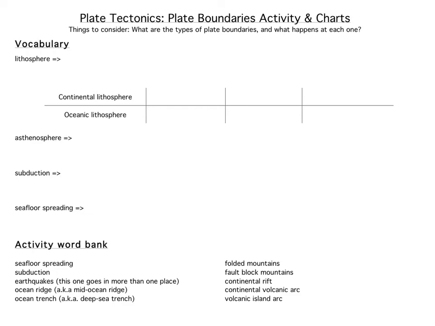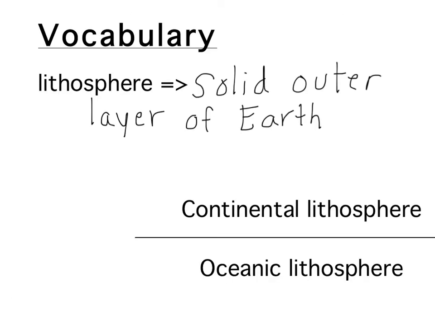We're going to start with some basic vocabulary to get us into plate tectonics. You see here, we've got lithosphere, asthenosphere, subduction, and seafloor spreading. We'll talk about what those things are, and we're also going to have just a general idea of plate tectonics. We'll write that on here as well. Okay, so the lithosphere is the solid layer of the Earth, and plate tectonics is all about what is happening to that solid outer layer of Earth.